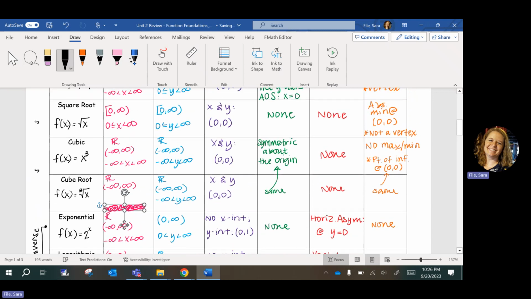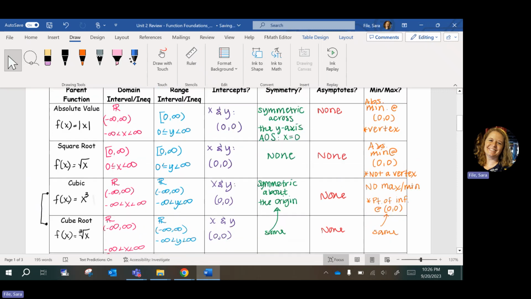Okay, you may or may not have noticed, I don't know why my S is moving with that. That's weird. Cube and cube root had that same relationship. Those were inverses. Okay, let's see what else.